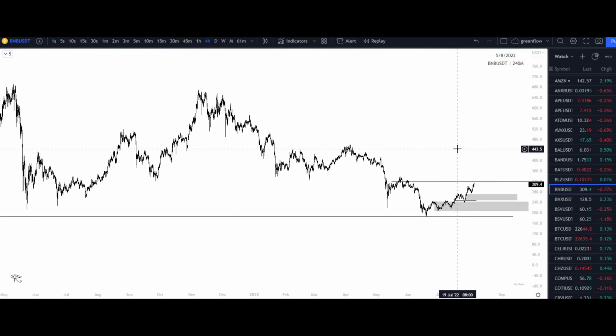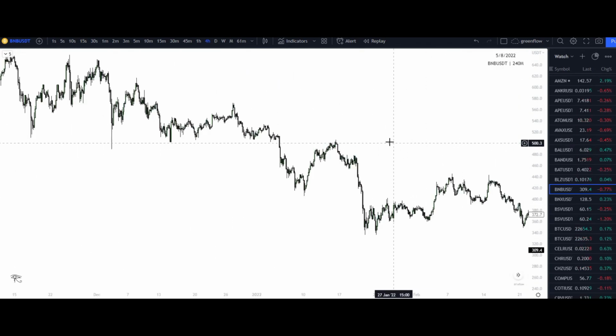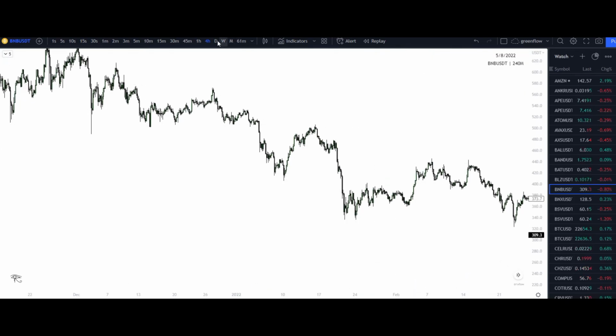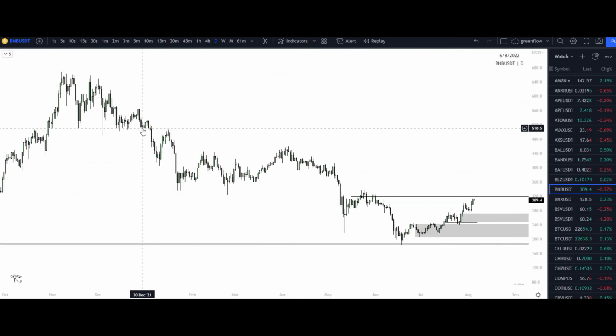Just looking at the structure that we have presented here, we have the supply zone, price came down, broke structure to the downside, mitigated that supply zone. Our next unmitigated zone lies on the 4-hour, I would say at 508. Going back to the daily, break down here as well. Displacement came back up, hit that. Yeah, areas around here. Break of structure to the downside here.